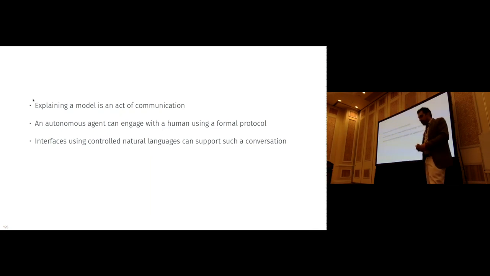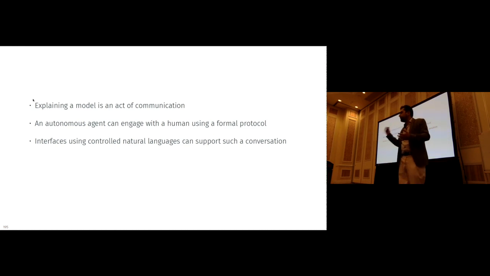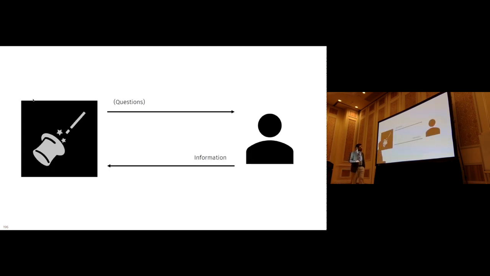So I hope I convinced you that explaining a model requires a communication act between an autonomous agent and humans, and these two parties can engage using a formal protocol behind. In that specific approach, we use controlled natural language just to be sure to avoid ambiguity in the conversation, but other approaches are clearly possible.